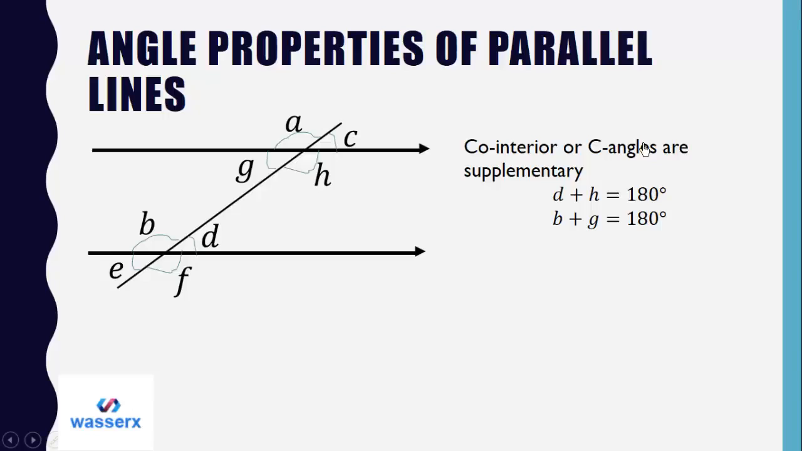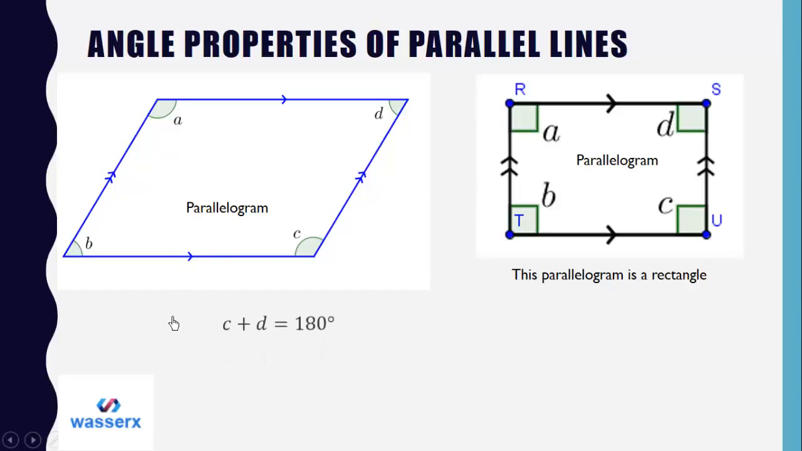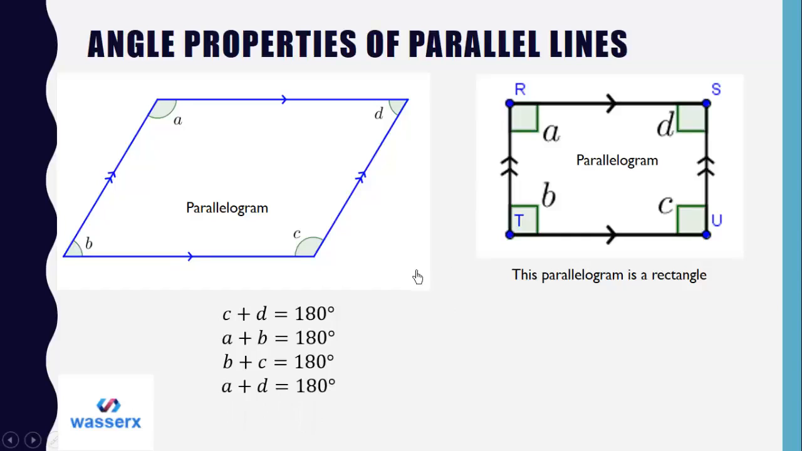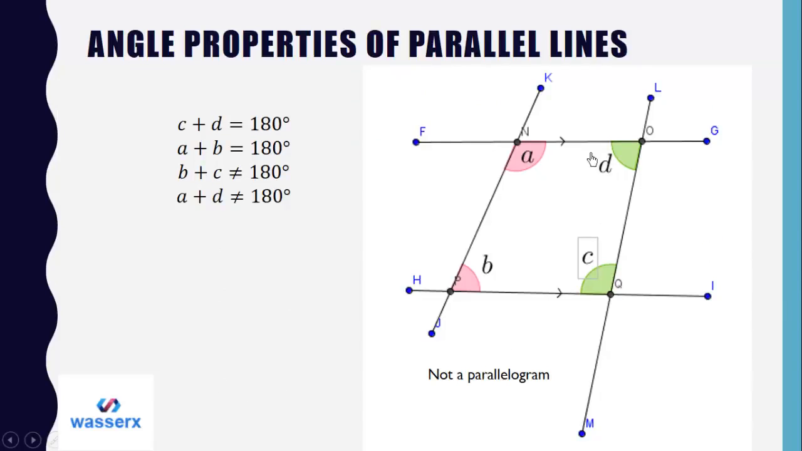Then we have the co-interior angles or C angles. They are supplementary. So we can say this C plus D be equal to 180. C plus D equal 180. So A plus B will give us 180. Then also B plus C will give us 180. Then A plus D will give us 180. Now this is not a parallelogram because not all the sides are parallel.